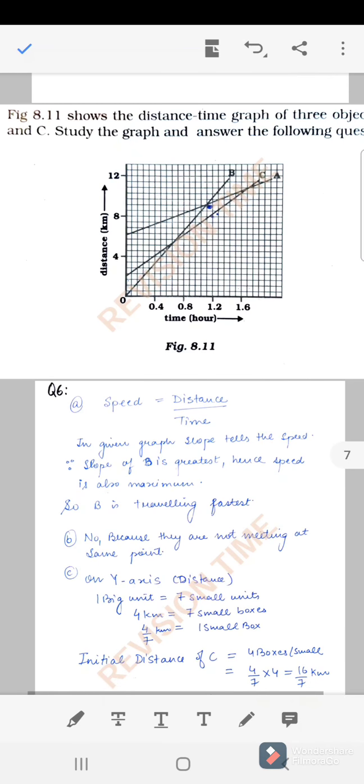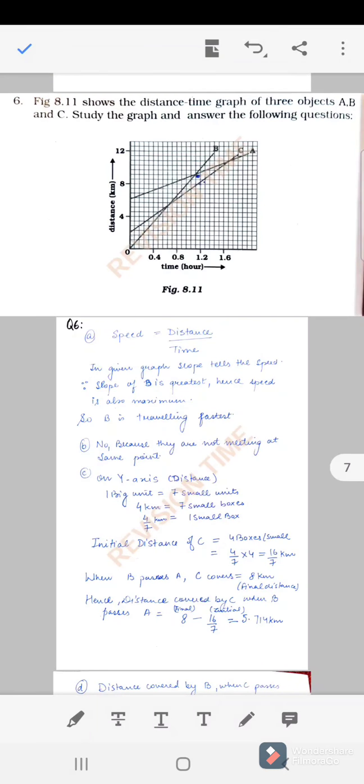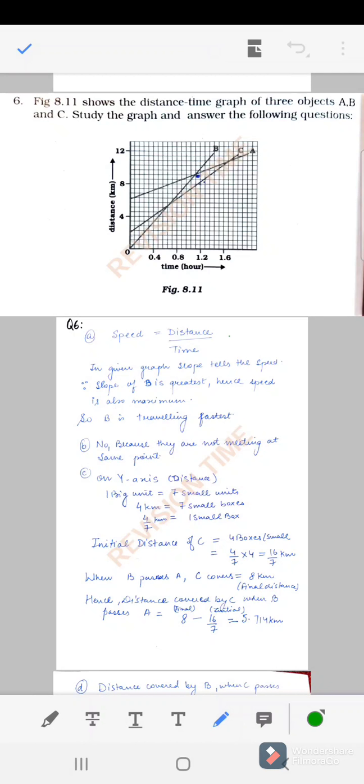So next question. Question number 6 says that we are given the distance time graph of 3 objects, that is A, B, C, and we have to find out the answers to the following questions. Sorry, I missed the slide of questions here, so I will narrate it for you. The first question, part A, is: which of the three is traveling the fastest? So we know that speed is distance over time, and in the distance time graph the slope tells us the speed. So we can see that the slope of B is greatest and the speed is also maximum. So B is traveling the fastest.